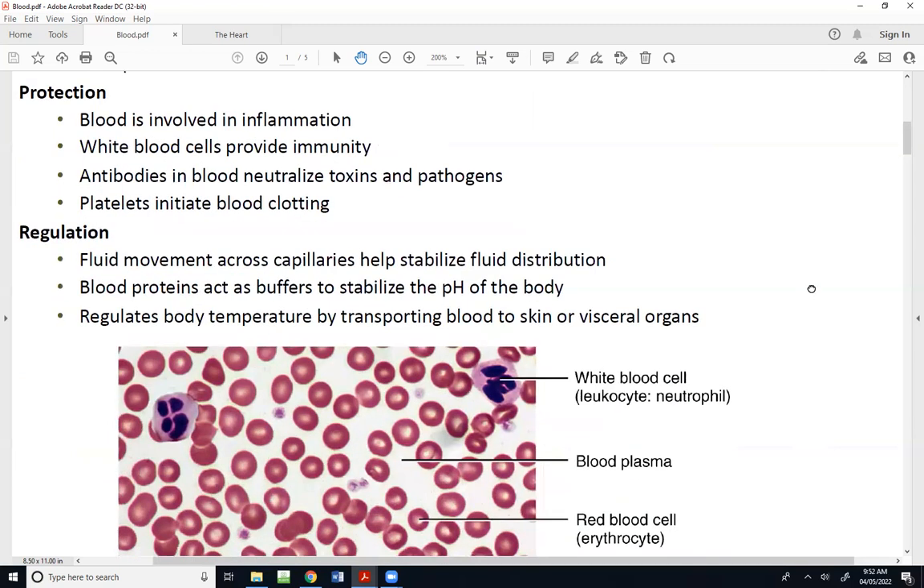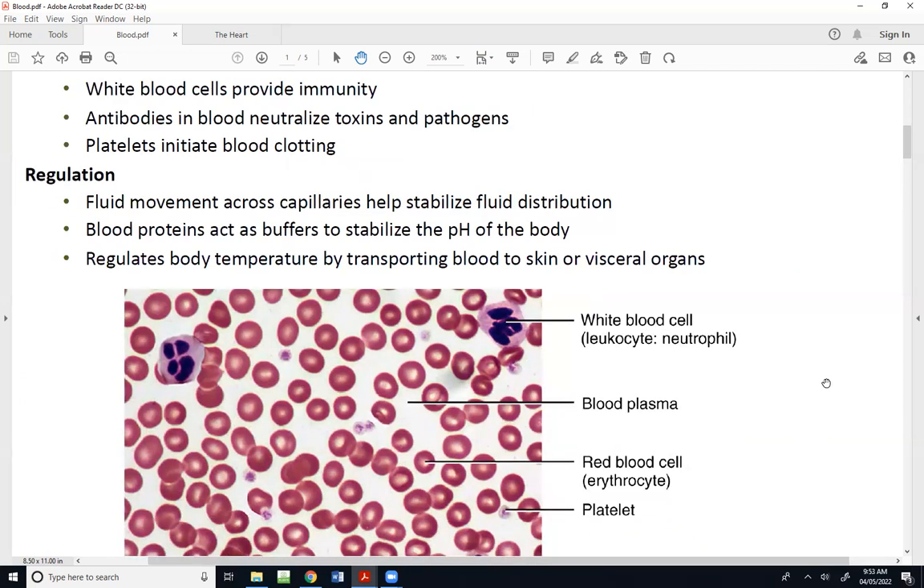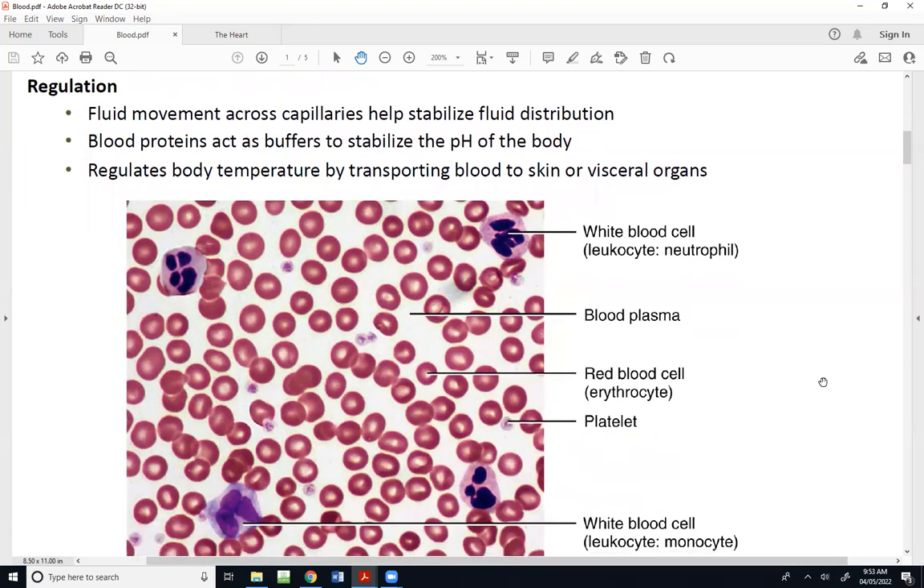Blood provides protection in a variety of ways. It's involved with a non-specific defense mechanism known as inflammation. This is what occurs whenever we have some type of tissue damage, whether it's a cut, a sprained ankle, or something more severe. The various white blood cells are going to provide immunity through their various mechanisms, which we'll find out about. Antibodies produced by a certain type of white blood cell help neutralize toxins and pathogens. And then platelets, which are very important for blood clotting whenever a blood vessel is broken and we start bleeding.